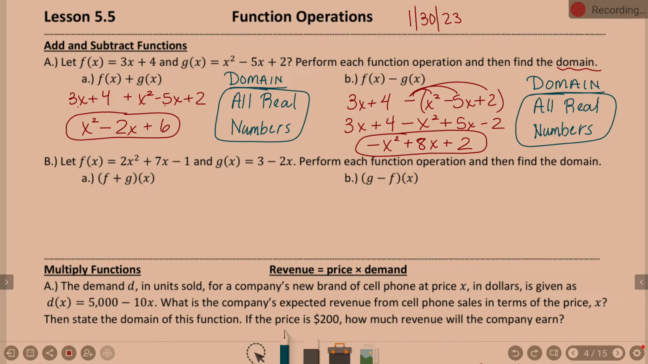When we eventually get something that's not all real numbers, it'll hopefully start to make a little more sense if that's a little confusing to you. Okay? If there's not questions, let's try B.